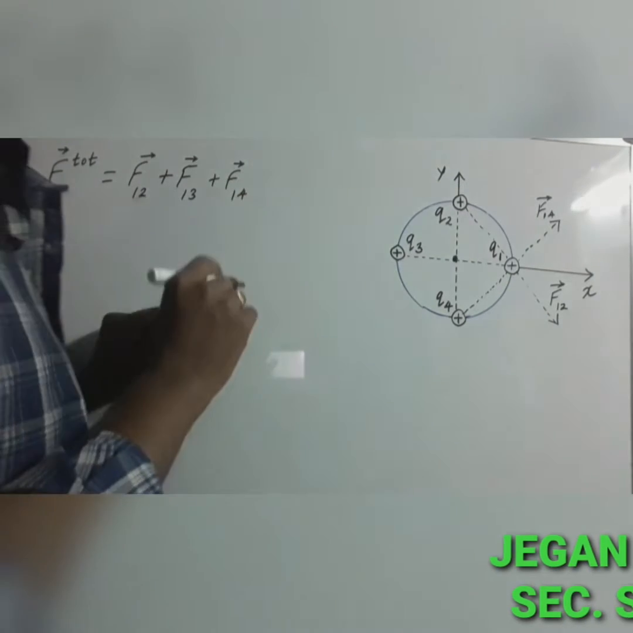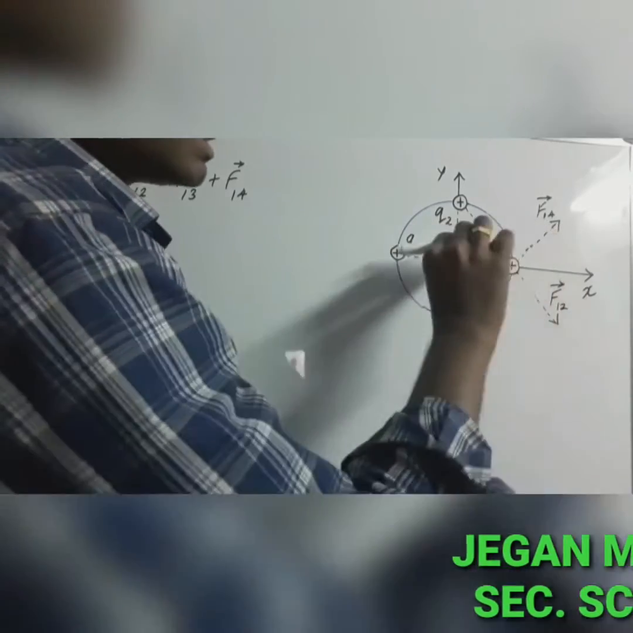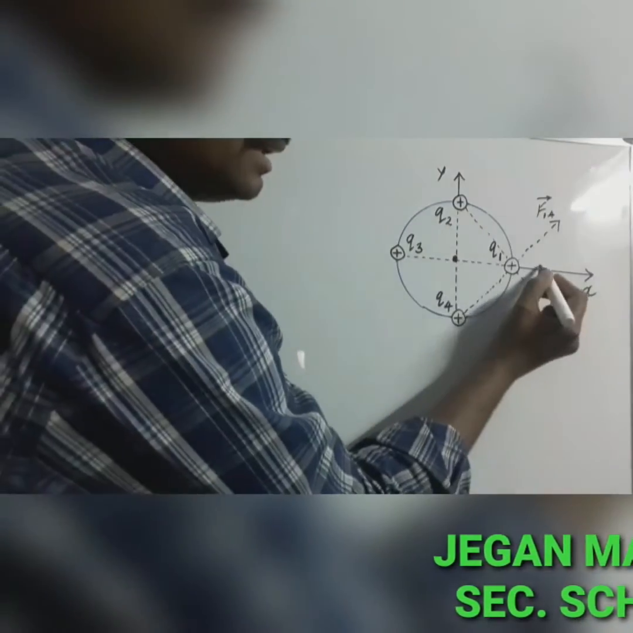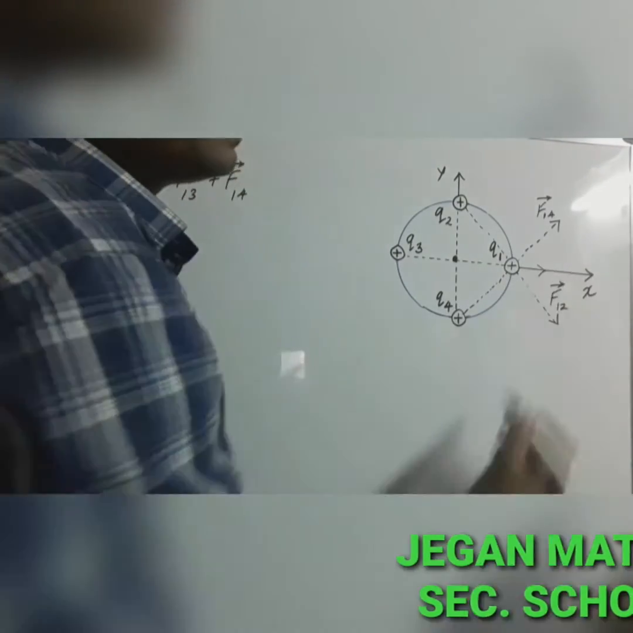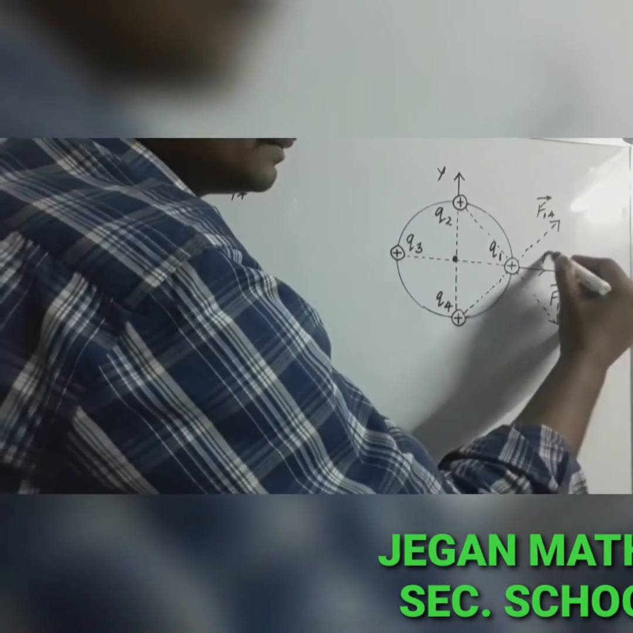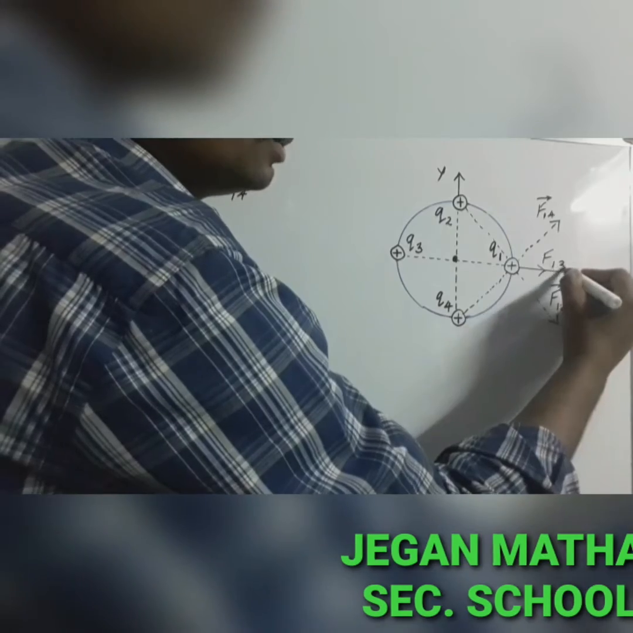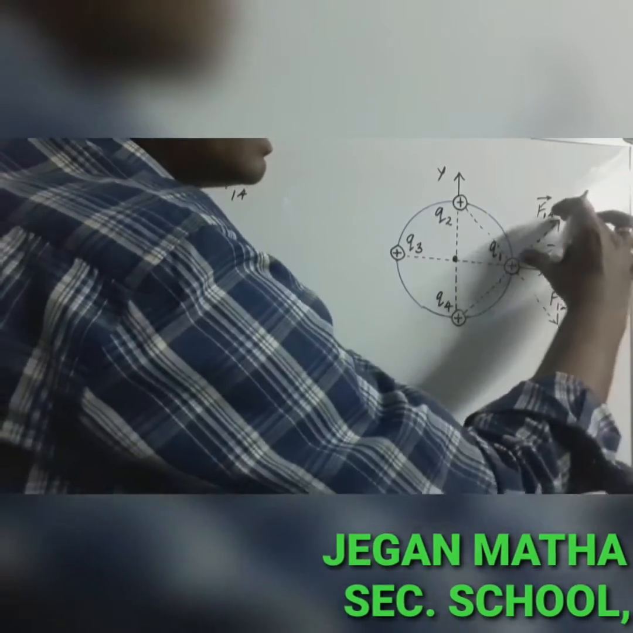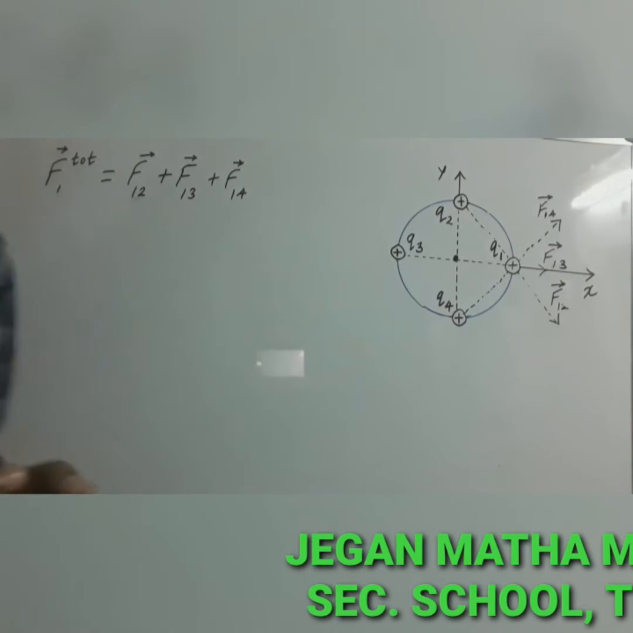But what about the direction of F13? The force given by the third charge acts in this direction, along the x-axis. You can observe the length of F13 is somewhat lesser than the other two forces. You can compare the length. Let us find the magnitude of the forces.